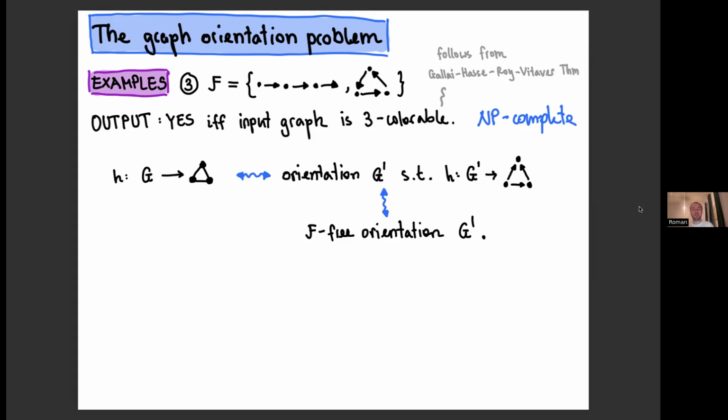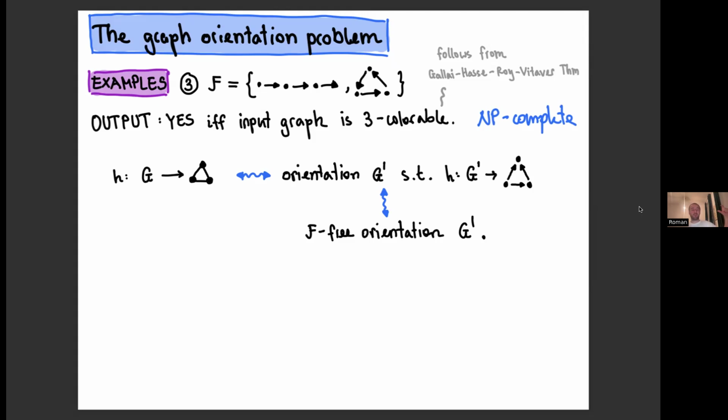And having a homomorphism from G into the triangle graph is equivalent to an orientation G prime, such that we have a homomorphism of oriented graphs from G prime into this acyclic orientation of the triangle. If we start with this graph homomorphism H from G to the triangle, then we choose an arbitrary acyclic orientation of the triangle and pull this orientation back along the graph homomorphism.